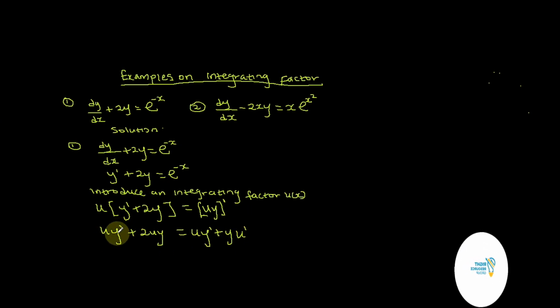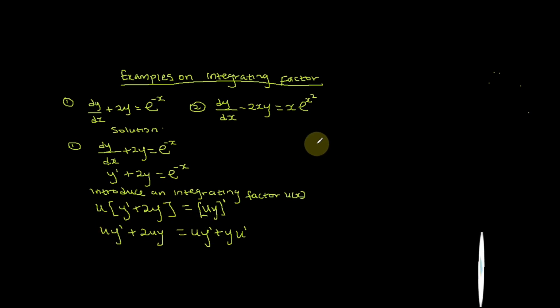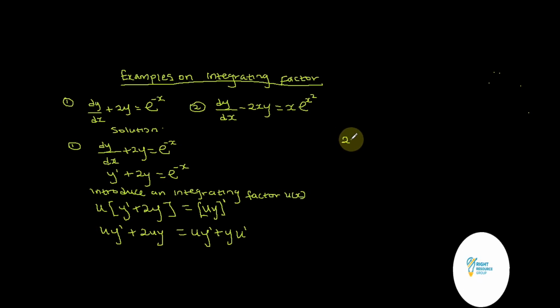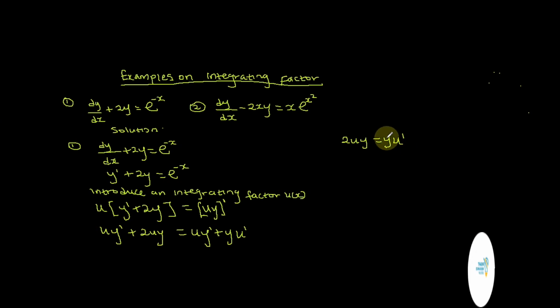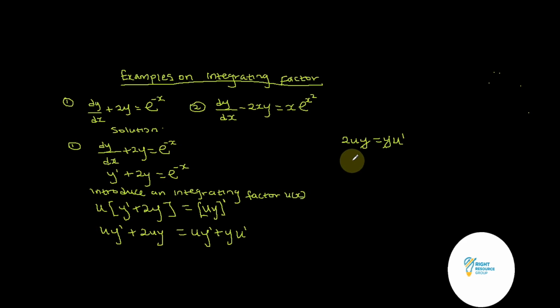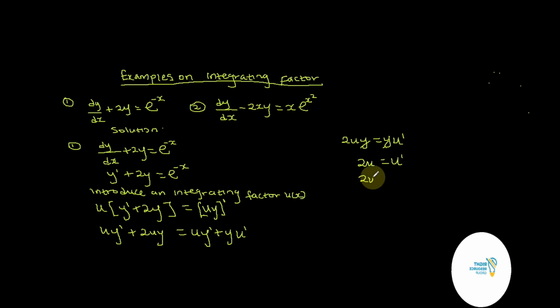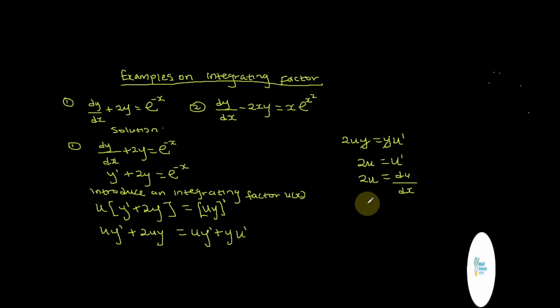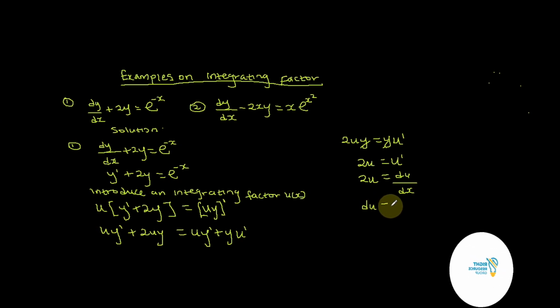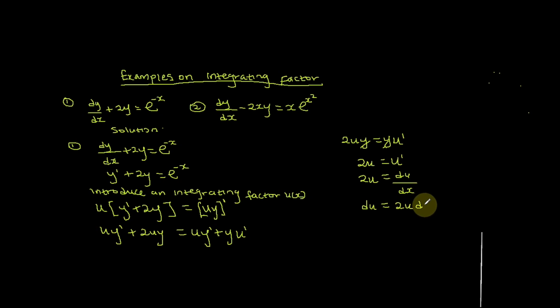Now we have uy prime at the left hand side and uy prime at the right hand side. These two can cancel, like I explained earlier from the previous video, because they are both the same thing, you can collect like terms. And when they cancel out, we will be left with 2uy equals yu prime. Y also can cancel out y, and we'll be left with 2u equals u prime, which is the same thing as 2u equals du dx. Also, by cross multiplying, we'll be left with du equals 2u dx.